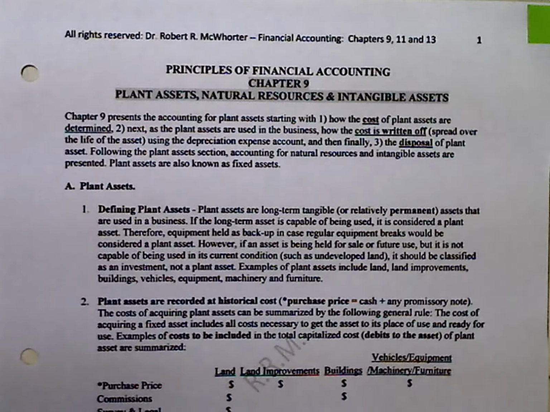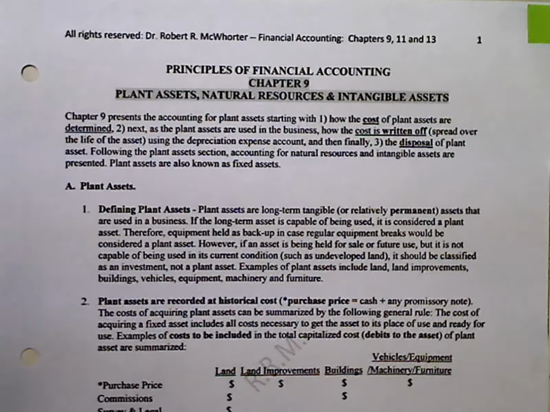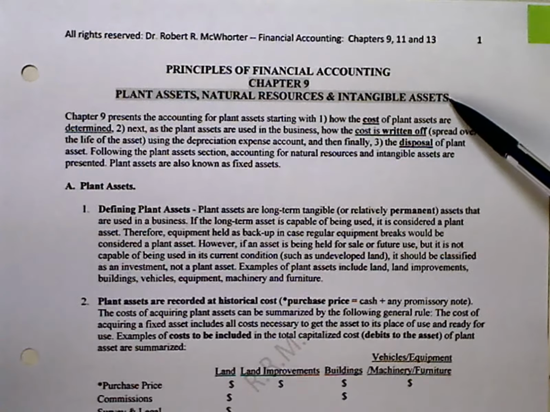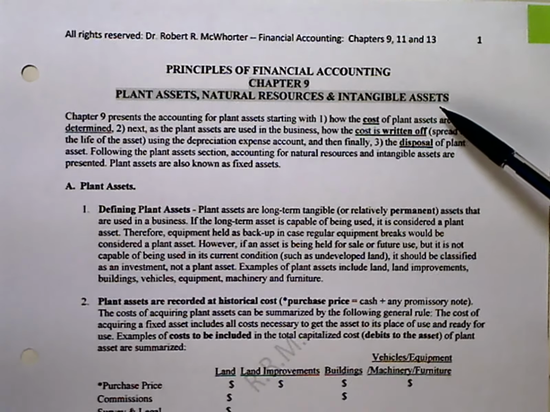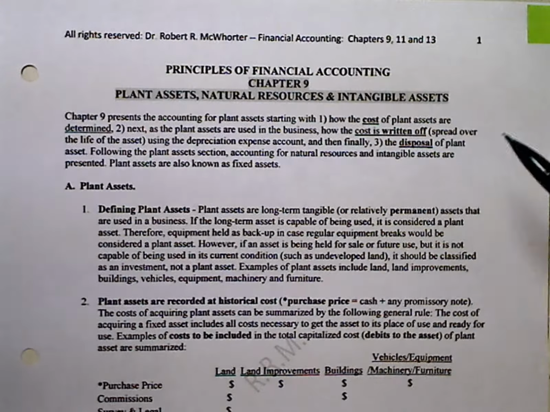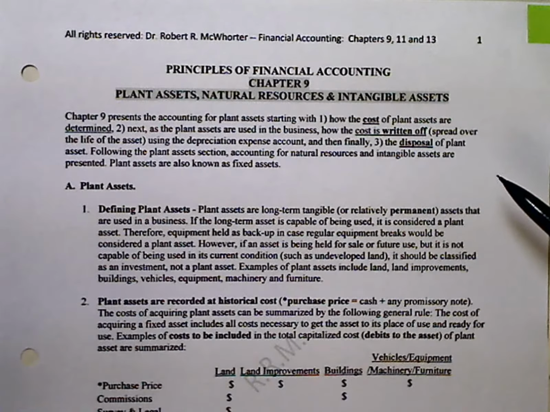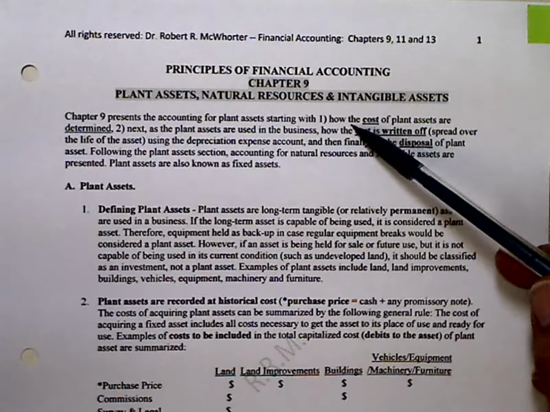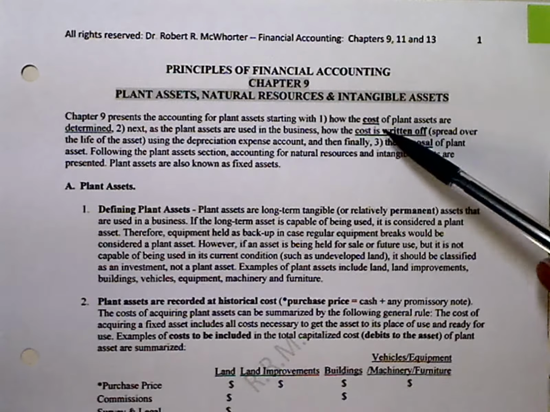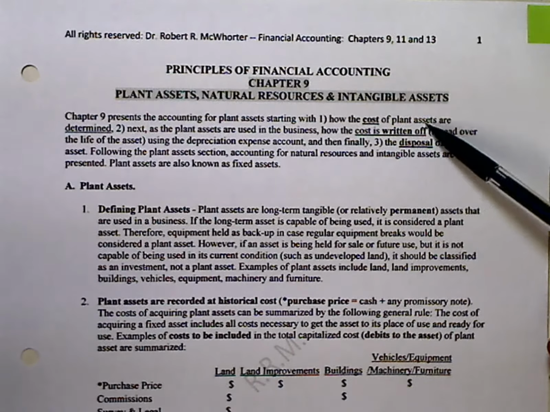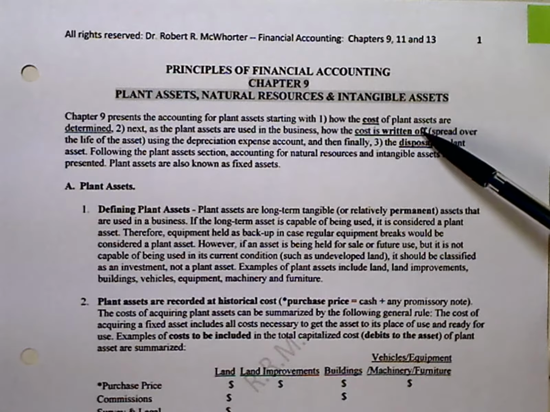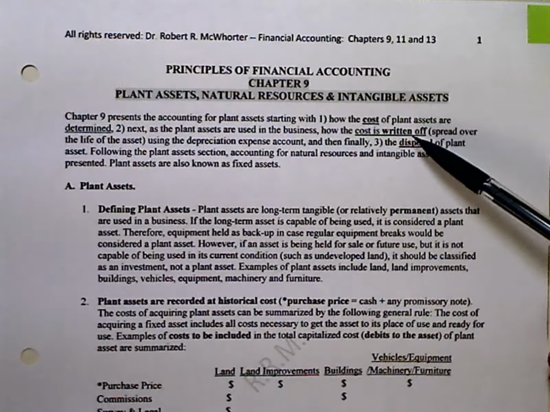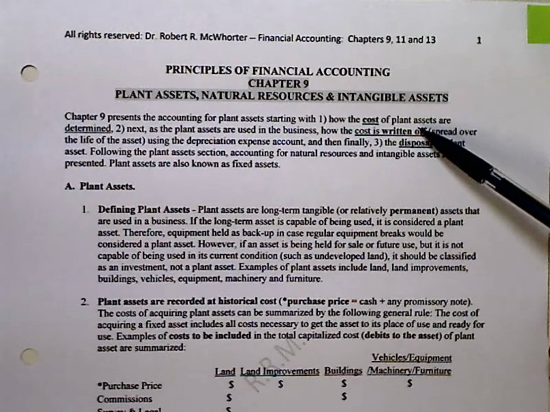Okay, Chapter 9, Plant Assets, Natural Resources, and Intangible Assets. These are all long-term assets, and the focus of the chapter really can be identified in three pieces. One, the first part of this, we're going to establish what the cost of plant assets are. The cost. We're going to learn there's a number of things added into the cost of plant assets.